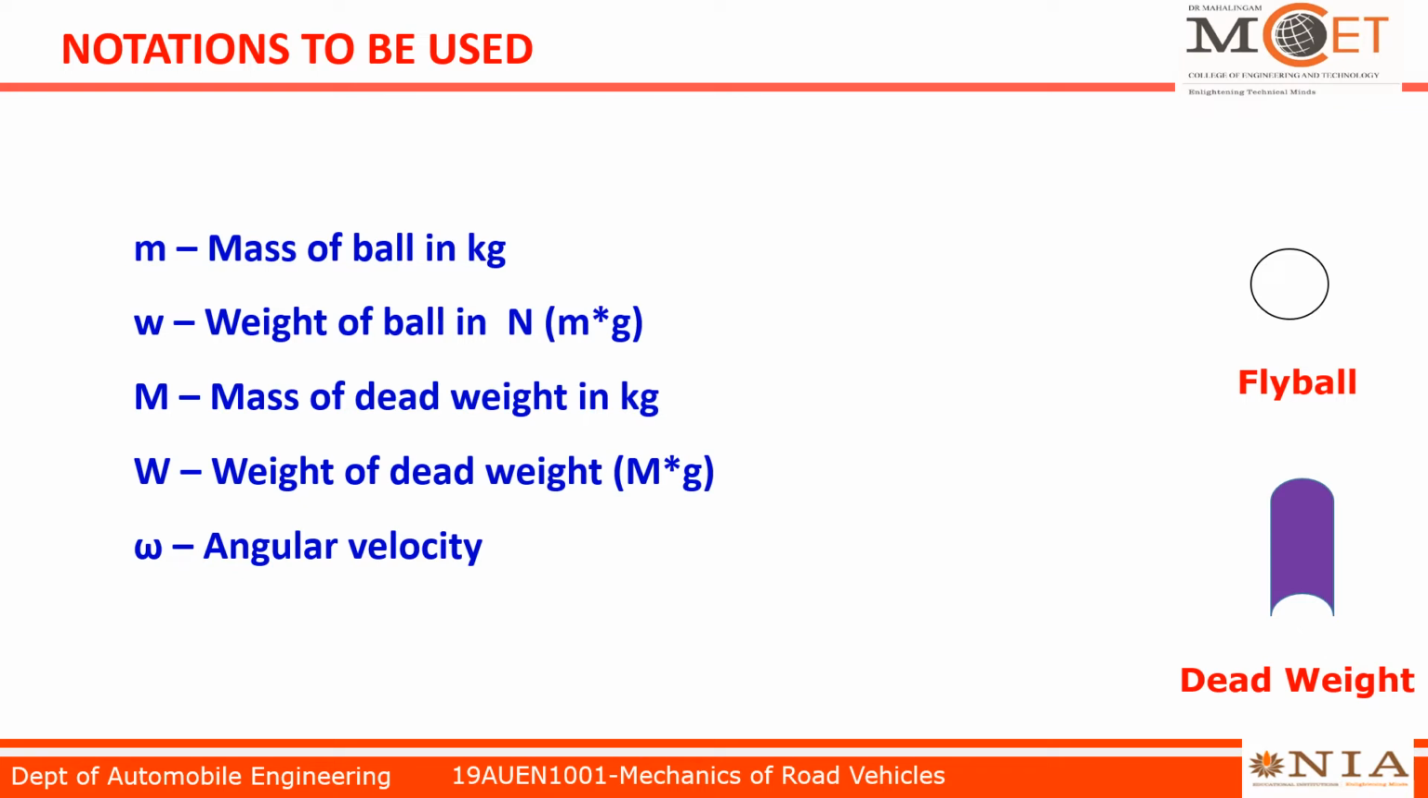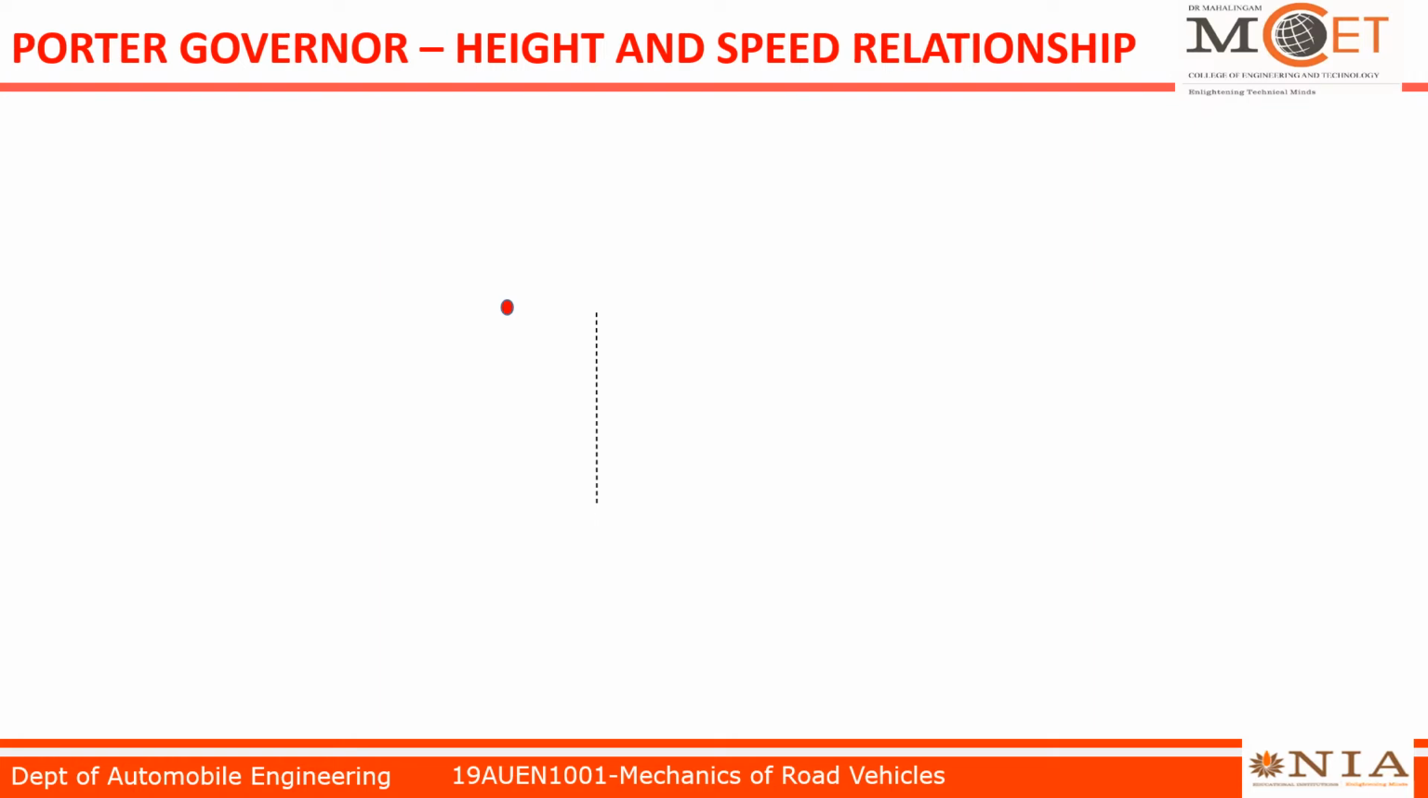Omega is angular velocity, which is measured in radians per second. Centrifugal force in Newton is equal to m r omega square. We know that omega equals 2 pi N by 60, where N indicates the rotational speed measured in RPM. The characteristics of Porter governor are the height and speed relationship of Porter governor. We have discussed the construction of Porter governor in our previous session, but we have to make it clear to analyze the characteristics here.